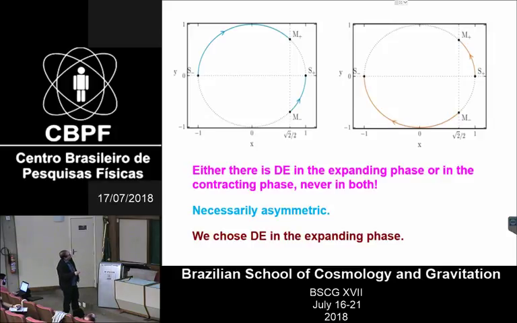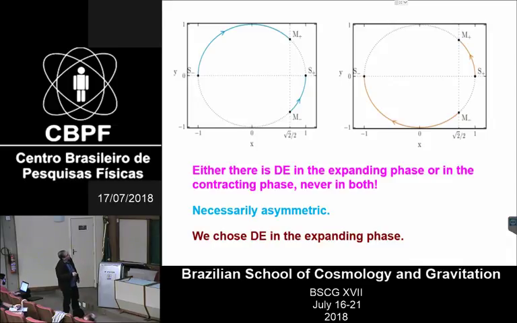So either you come from here, and then due to quantum effects, you are put in this place here and go here, or you come from here, and then due to quantum effects, you are put to here and you go here. So either there is dark energy in the expanding phase, which is the situation here, or in the contracting phase, never in both. So if you put in this quantum correction, the model should necessarily be asymmetric. Of course, we will choose dark energy in the expanding phase because we see dark energy.